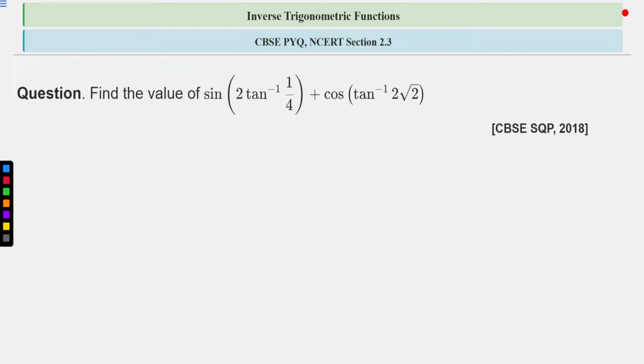We have to find the value of sine 2 tan inverse 1 by 4 plus cos tan inverse 2 root 2, right? Clear? How can we find this?